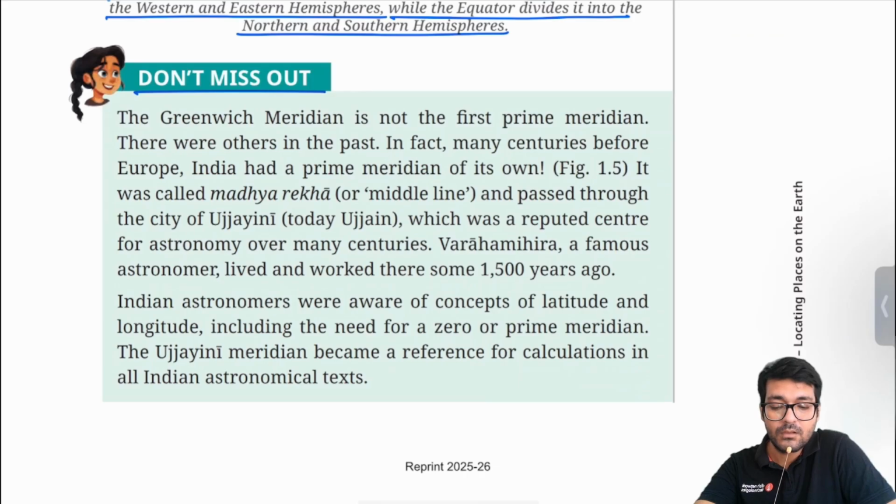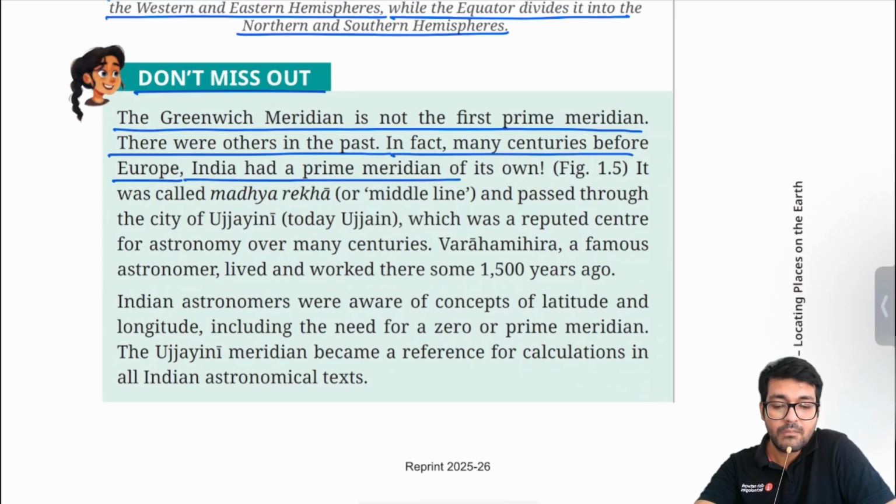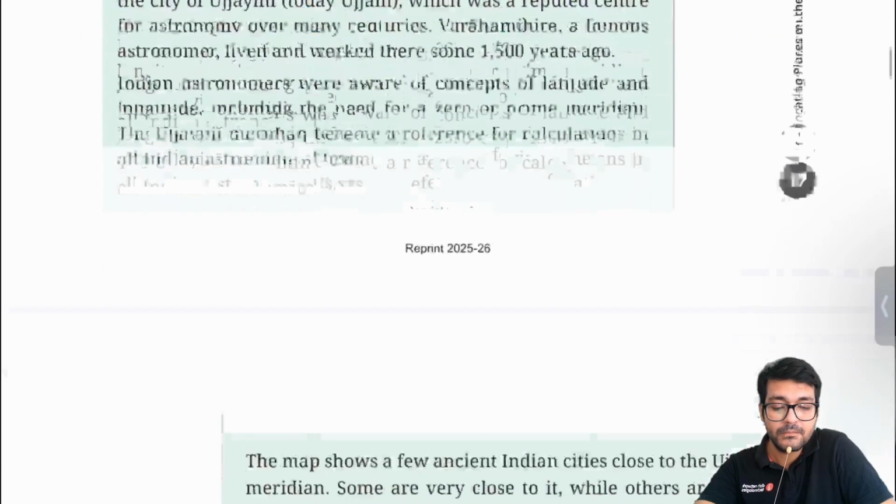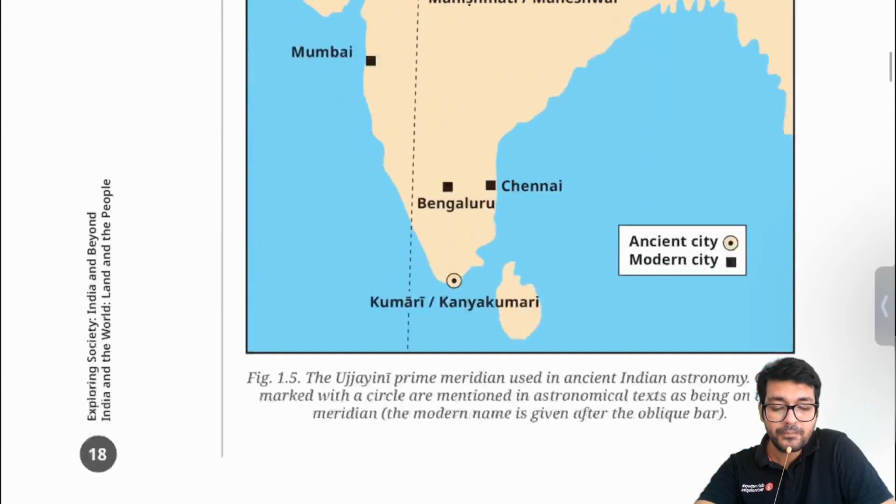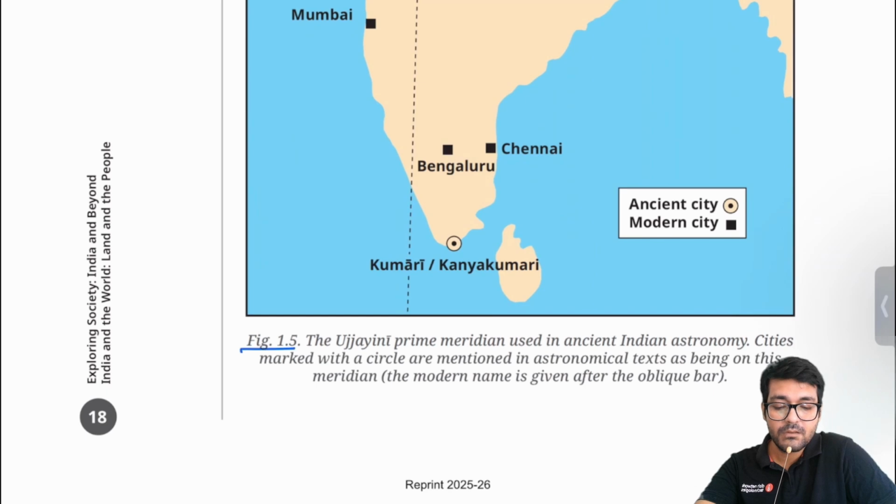Don't miss out. The Greenwich meridian is not the first prime meridian. There were others in the past. In fact, many centuries before Europe, India had a prime meridian of its own. Figure 1.5. The Ujjaini prime meridian used in ancient Indian astronomy.